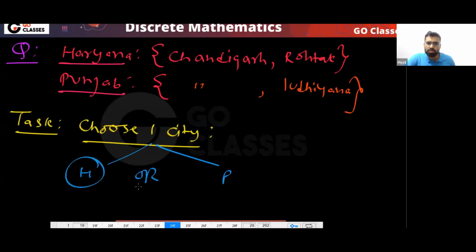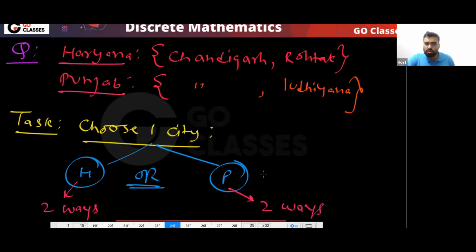Either you can choose a city from Haryana or you can choose a city from Punjab. Choosing a city from Haryana, two ways; choosing a city from Punjab, two ways. So can I say the answer will be 2 plus 2, 4? Can I say this is correct?